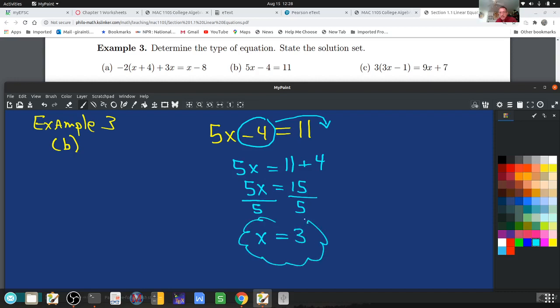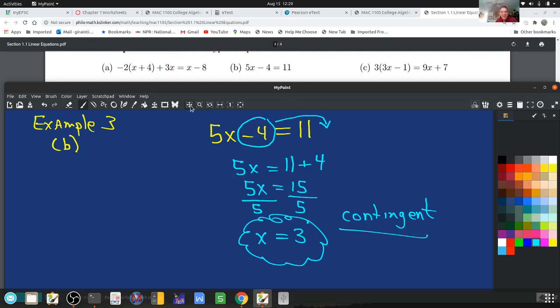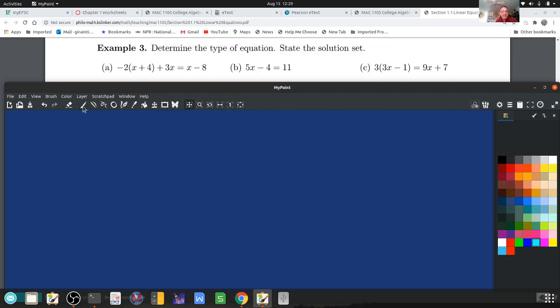So this is the classic result when our equation type is considered contingent. So you're already, I'm hoping you're already thinking about the process of elimination. So example 3. Sorry, we're actually on C. Is 3 times 3x minus 1 is equal to 9x plus 7.